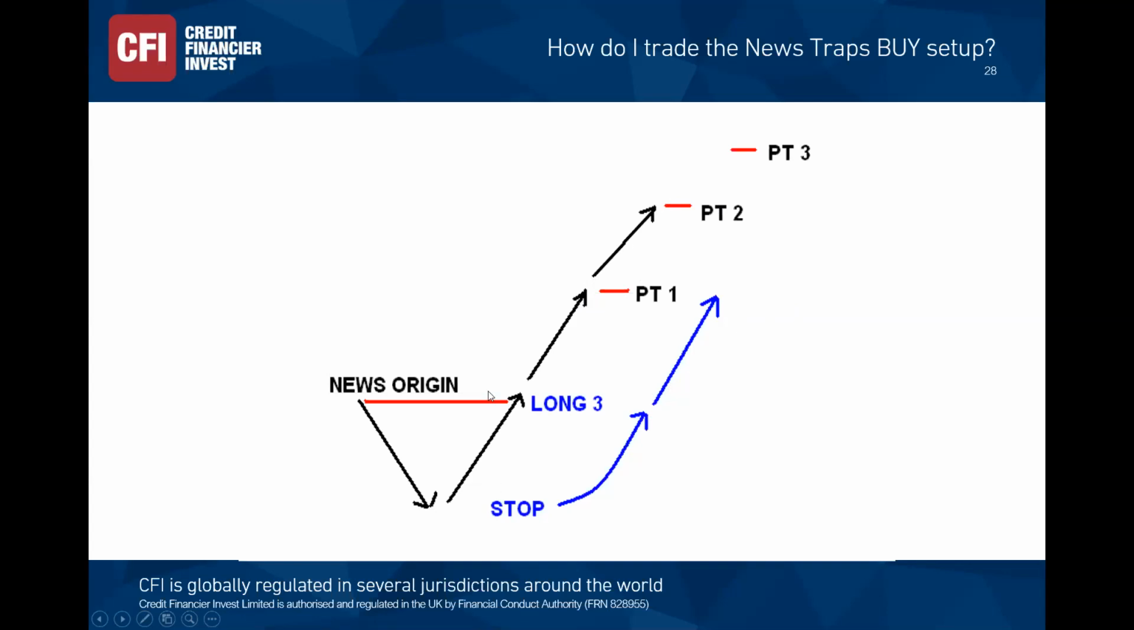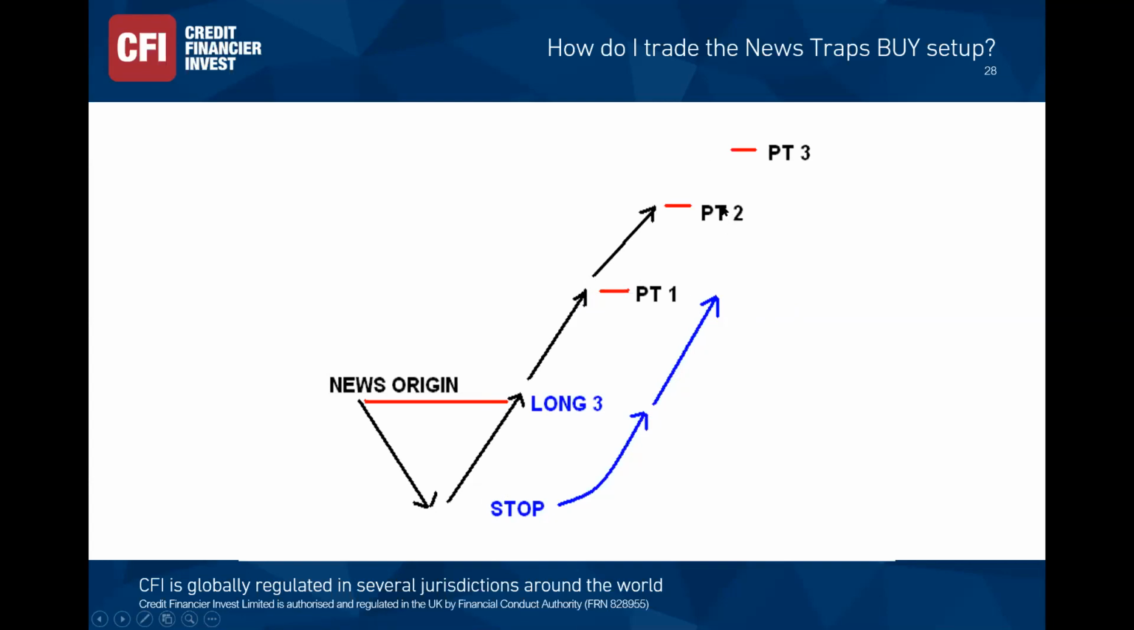So we've gone from 3 here to 2 here and to 1 here. So we sell our second unit, we've got 1 unit left, and then we move the stop up again from the entry point up to PT1. So this means that we've locked in some more profits on the rest of our position.